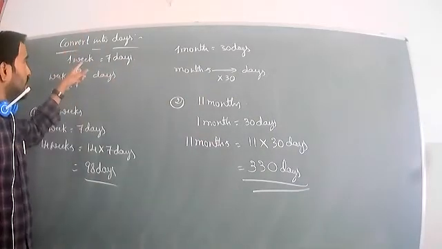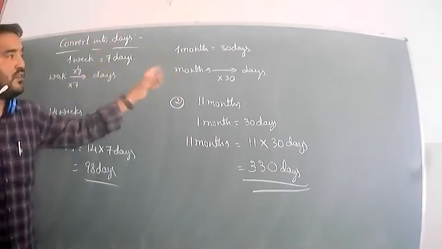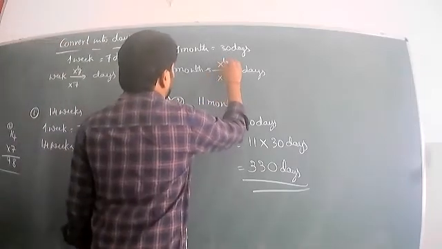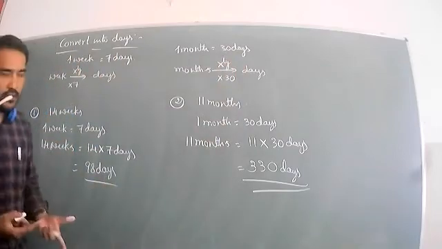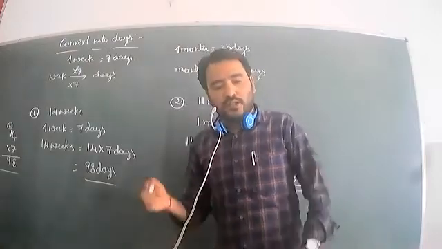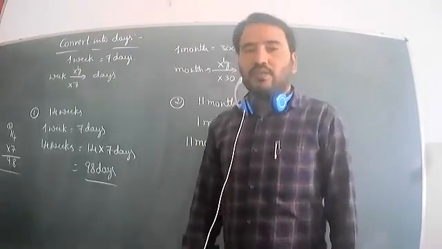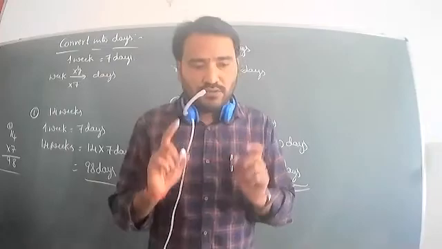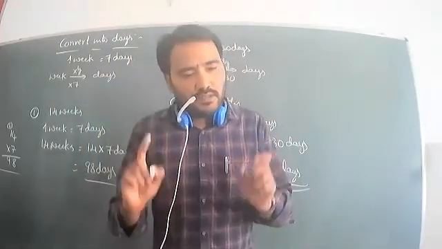How to convert it into days? When weeks are given, we should multiply by 7. When months are given, we should multiply by 30. Because we are converting a bigger unit to a smaller unit, we use multiplication. Okay, so now today's concept we have to understand. Today we used the conversion concept: convert into minutes, convert into seconds, convert into days.